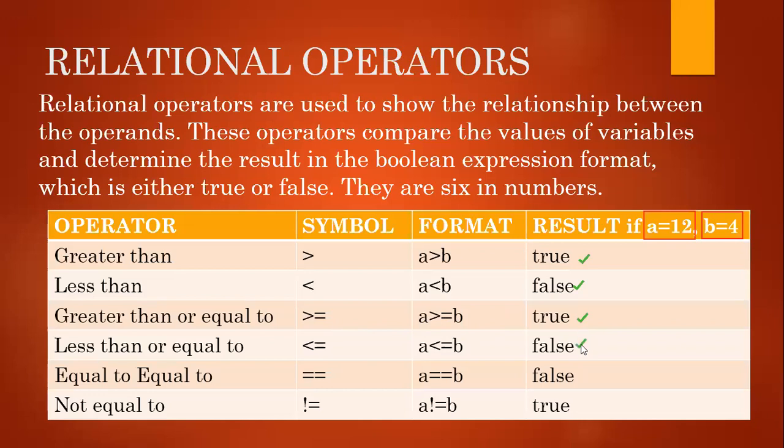Now this will result in false. Why? Because is A less than or equal to B? No, A is 12 and B is 4. So it is neither less nor equal. So this is also false.